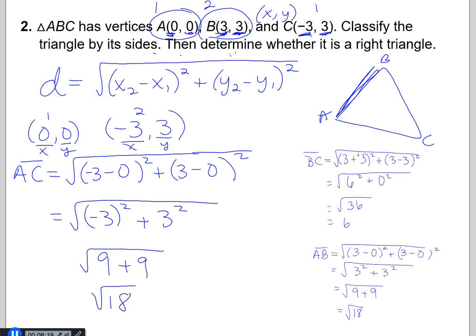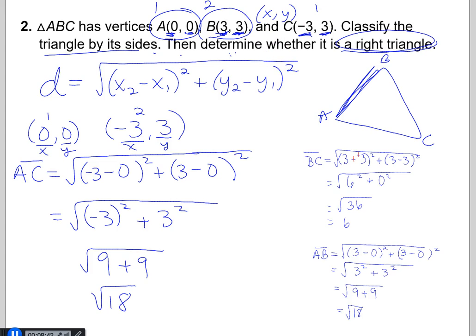So how many sides do we have that are the square root of 18? 2. So what kind of a triangle is it? Isosceles, because it has 2 sides the same. So we already know that. That's the first part of it. Classify it by its sides. But the second part asks a trickier question. Is it a right triangle?